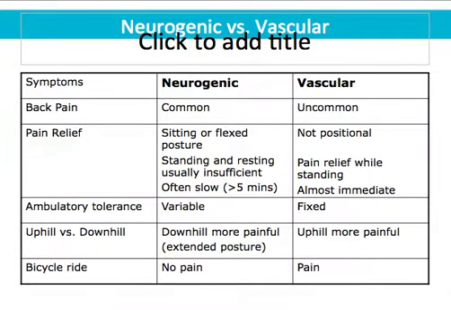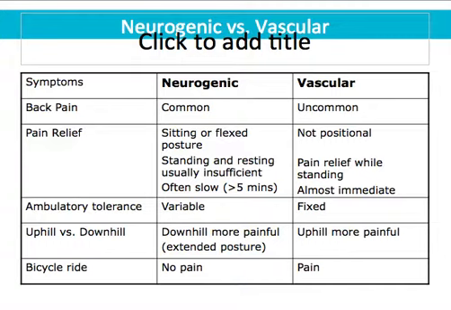Their symptoms, if you want to rule it out, you want to look at, is this a neurological issue or is it vascular? With neurogenic, the back pain will be common. If it's vascular, it's going to be uncommon. So symptoms are going to show up in very different ways.